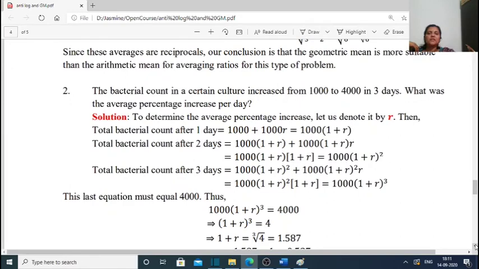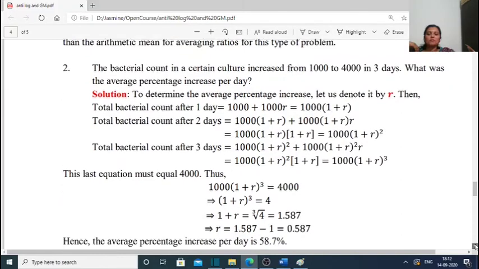Next, the bacterial count in a certain culture increased from 1000 to 4000 in 3 days. What is the average percentage increase per day? To determine the average increase per day, we can denote it by R. Total bacterial count after 1 day is equal to 1000 plus 1000 R, which is equal to 1000 into 1 plus R. Next, after 2 days, 1000 into 1 plus R plus 1000 into 1 plus R into R, which is equal to 1000 into (1 plus R) all square. After 3 days, 1000 into (1 plus R) all cube.